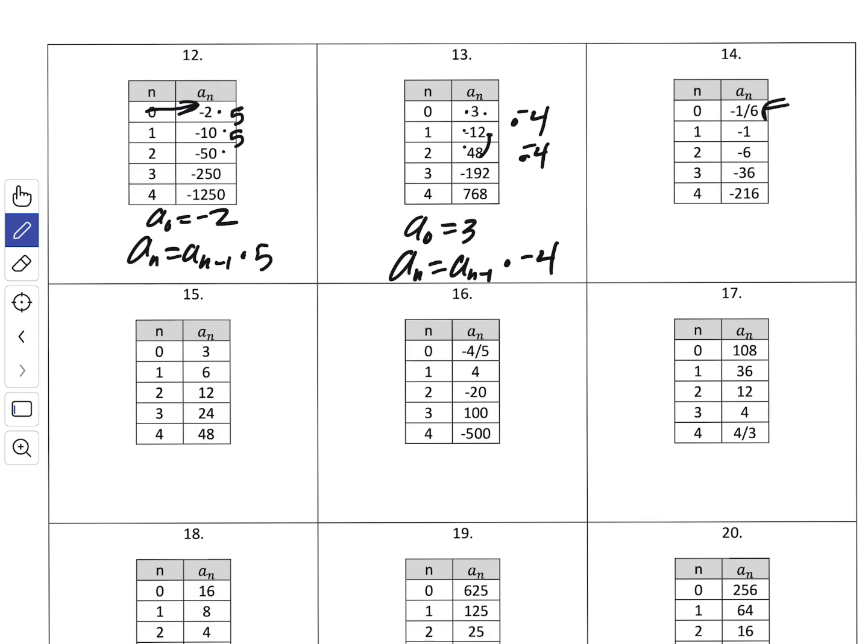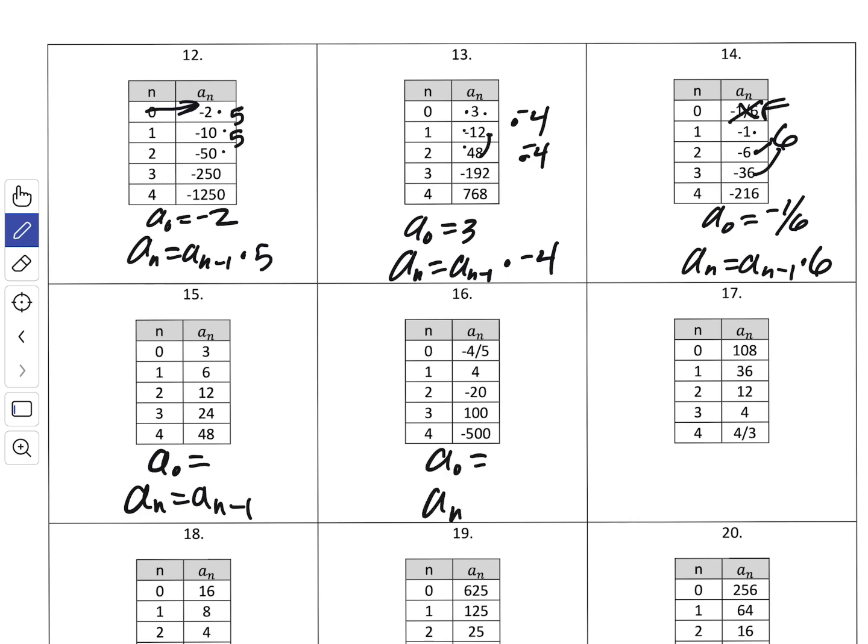Alright, now number 14 may look crazy because it has a fraction, but that's alright. We just go a sub 0 equals negative 1/6, and a sub n equals a sub n minus 1. And if we're not sure, cross that one out and we'll go 1 to 6. Well, we'll probably times it by 6. Is 6 times 6 36? It is. So we times by 6. So again, this part right here is always going to stay the same. That's just how we represent the start and the growth recursively.